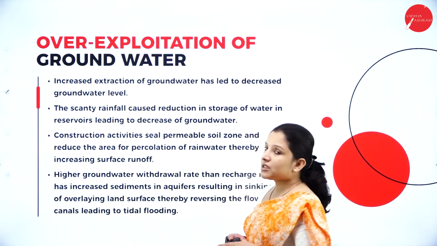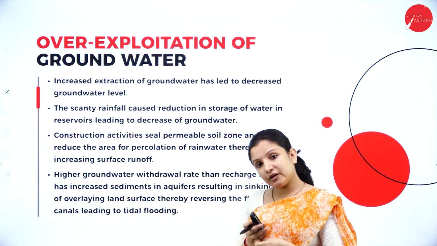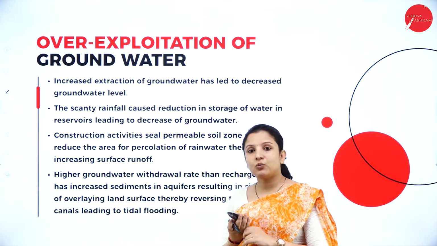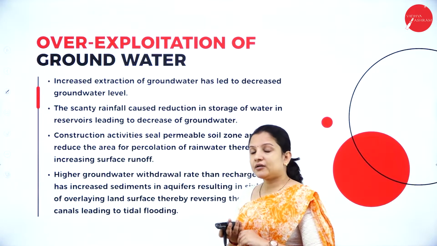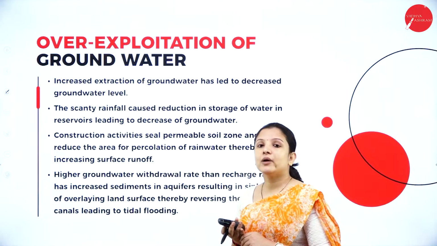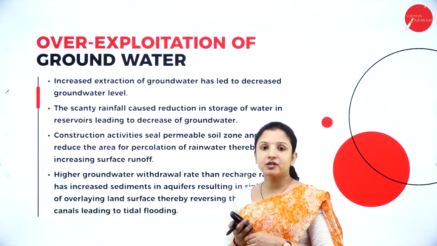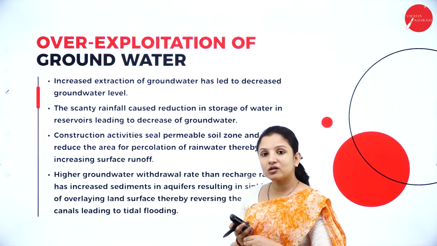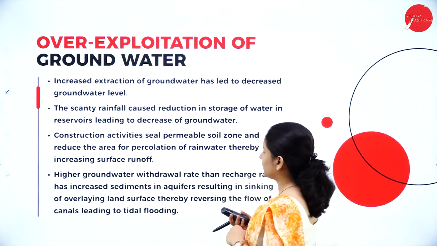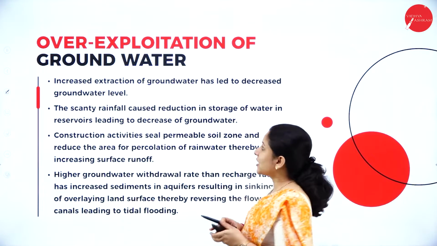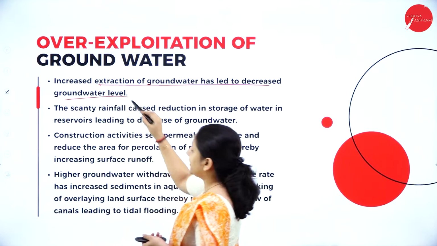Next, let's talk in detail about the overexploitation of groundwater. We knew that surface water is the one that is most overexploited because it is easily available. But I had also told you that when surface water is not available, the next option is people going for the groundwater, right? So groundwater is also being overexploited for a number of reasons. What are those? Let's look into it. Increased extraction of groundwater has led to decreased groundwater level.